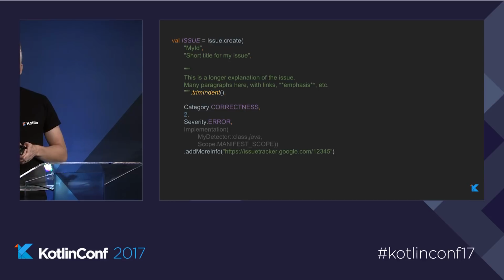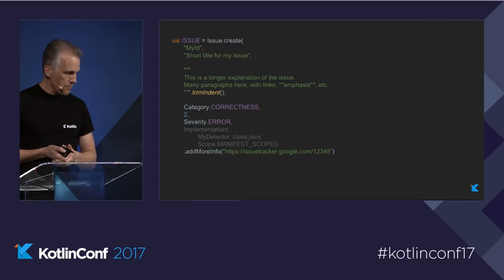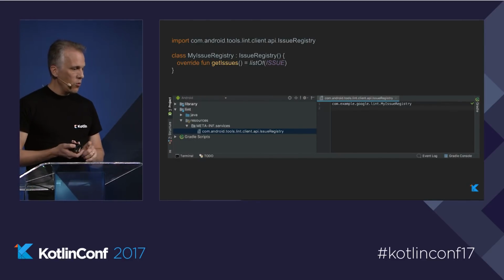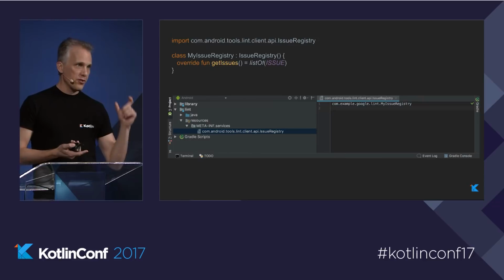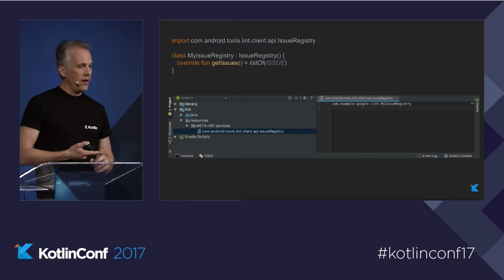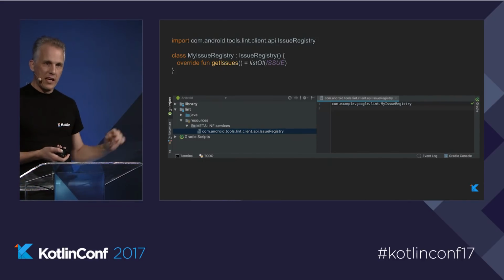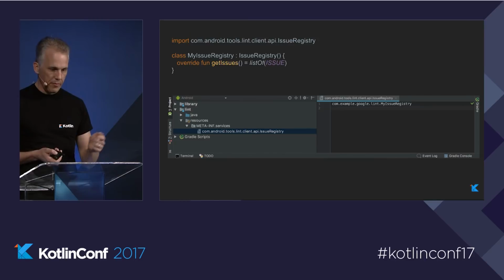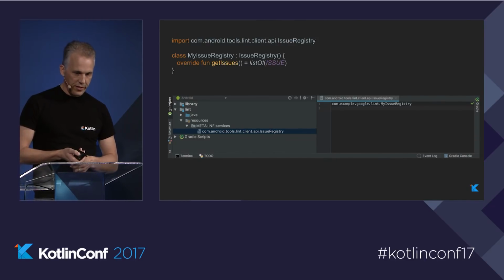So here's how we write an issue. Issue registration, you don't subclass it. It's a factory method. You pass in all the data we've just discussed. And then you return that from an issue registry. So just subclass issue registry, return a list of issues. You can have many. And as of 3.0, you don't have to use this gross manifest key anymore. You can use the normal service loader mechanism, and Lint will find your issue registry.